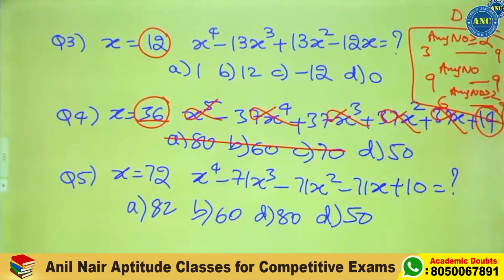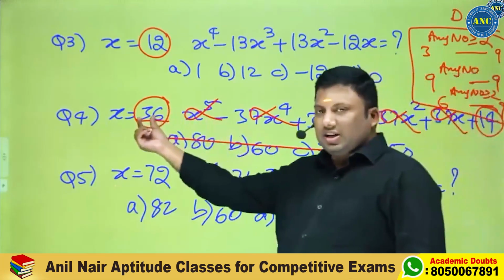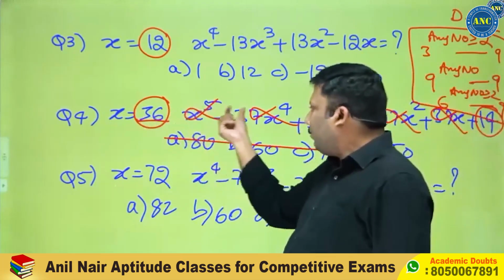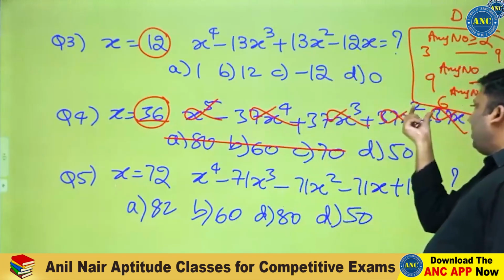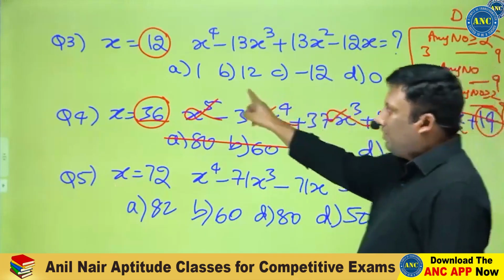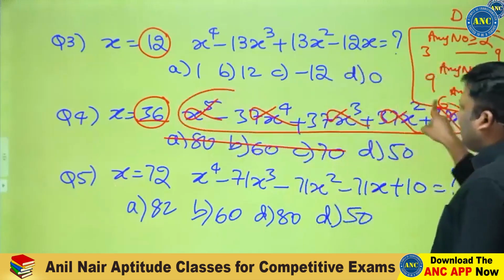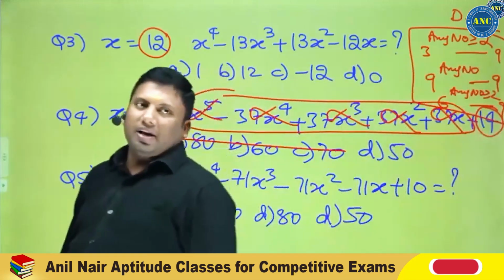80, 60, 70, it is out. 36, 9, 9 power any number, divisible by 9. Wherever x is there, it is divisible by 9. From here to here, x is there. So the answer is divisible by 9.